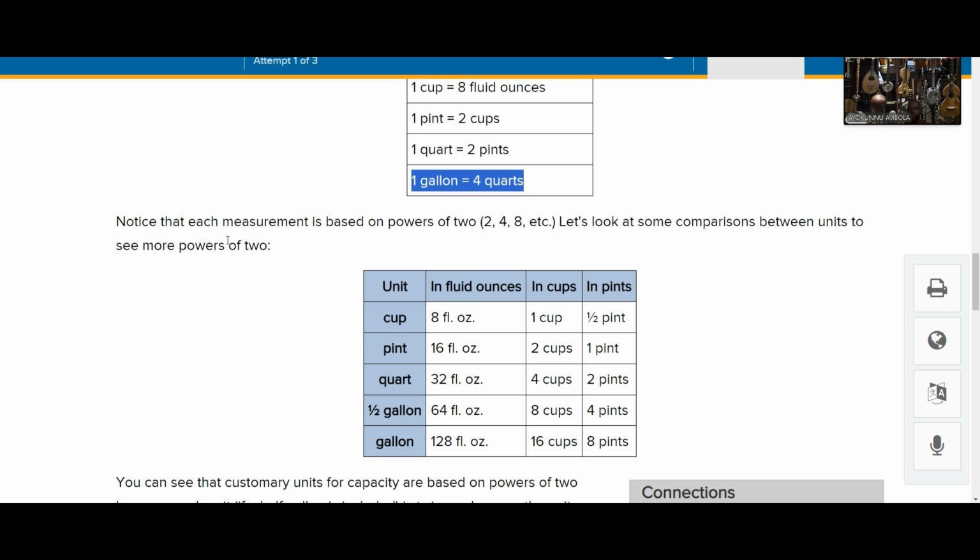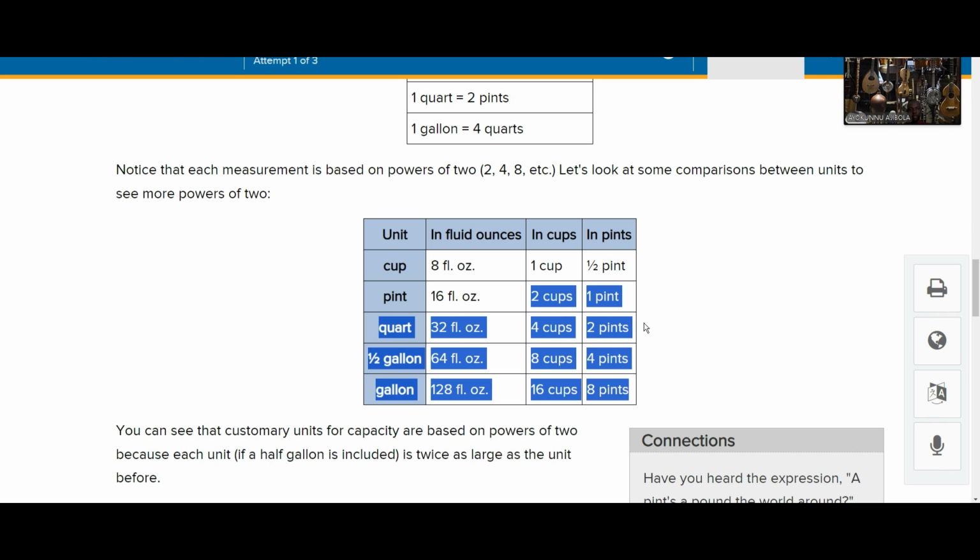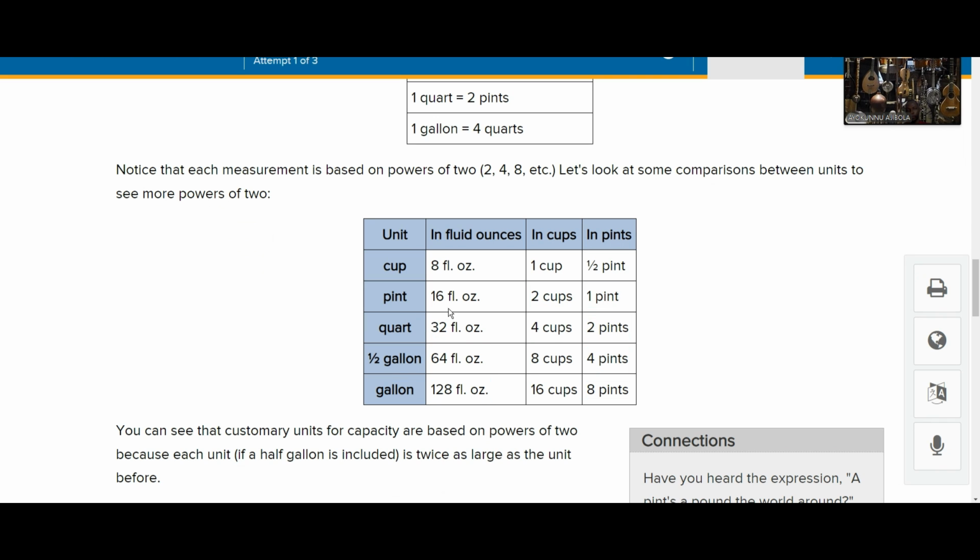Now notice that each measurement is based on the powers of 2: 2, 4, 6, 8, and so on. So let's look at some comparison between the units to see more powers of 2. 8 fluid ounces is 1 cup, and that is half a pint. 1 cup is half a pint, 2 cups is 1 pint, which is 16 fluid ounces. 4 cups will be 2 pints, because this one times 2 gives us this one times 2. And 16 times 2 gives us 32.